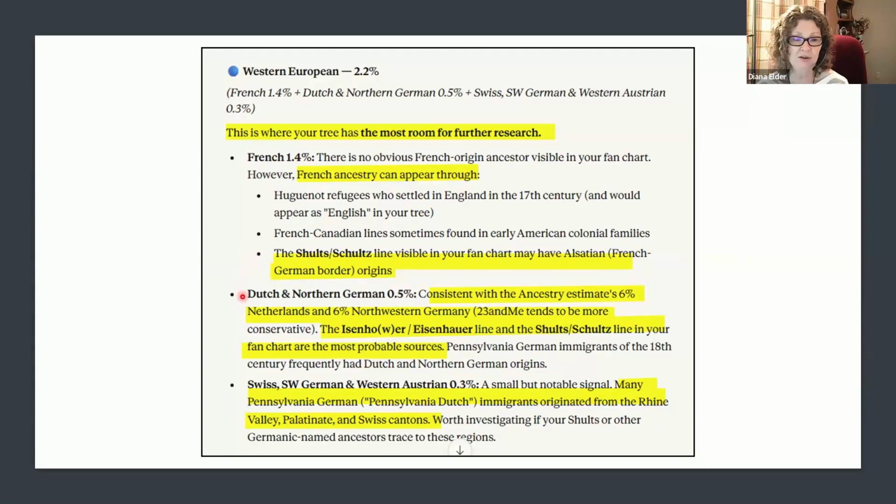Then the Dutch and Northern German, consistent with Ancestry's estimate of 6%, Netherlands and Northwestern German. And then it lets me know that 23andMe is being a little more conservative on its percentage. And then again says Eisenhower and Schultz lines are most probable sources, and maybe those Pennsylvania German immigrants. And then finally down to the Swiss, German, Austrian, just a small but notable signal. And again, it's just going back to Pennsylvania Dutch, that maybe that's where some of those things are coming from.